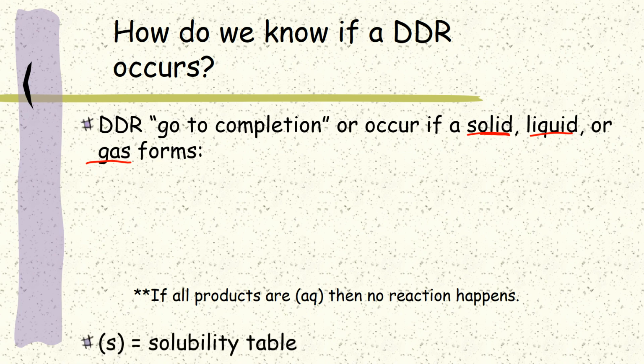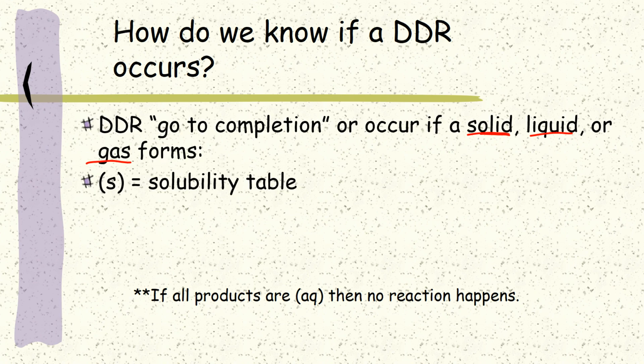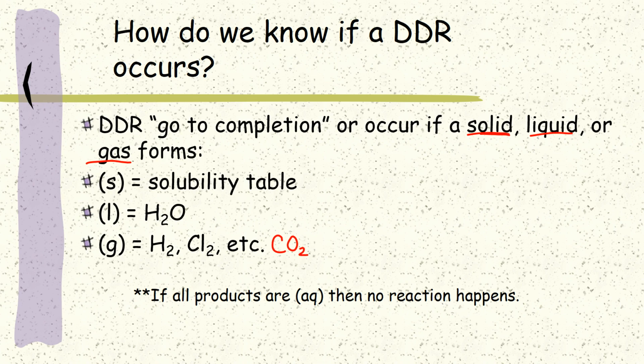Now, when we're writing these compounds, in order to determine if something is a solid, it has to be on the solubility table. That's where we look at those rules. We figure out if it's going to form a solid or an aqueous solution. Liquid, the only liquid we will tend to deal with as a product of a double replacement reaction is water. And then gases, some of the things that we react may produce hydrogen gas, chlorine gas, carbon dioxide is another one that we may get. But those are kind of it for the gases. There are not going to be many gases, and usually when it's a gas, I'll tell you that it's a gas. It's not going to be something I expect you to immediately know.